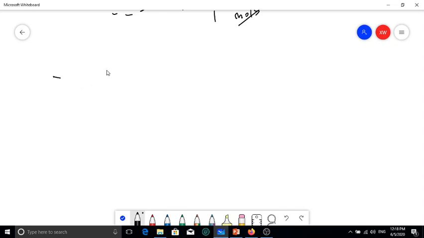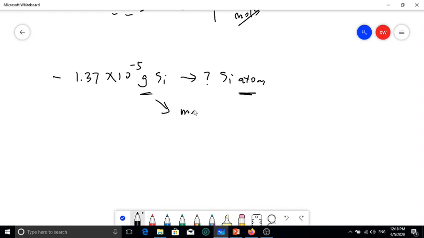Now, if you have, we're gonna make a crazier number, 1.37 times 10 to negative 5 grams of silicon, can you find how many silicon atoms are in this sample of silicon? So this is between grams and atoms. Like we always say, you have to go from gram to mole and then to atoms. So this is going to be a two-step calculation. You can do it as in the earlier example, where we do two separate steps, or you can do one long step. We're going to show you here.